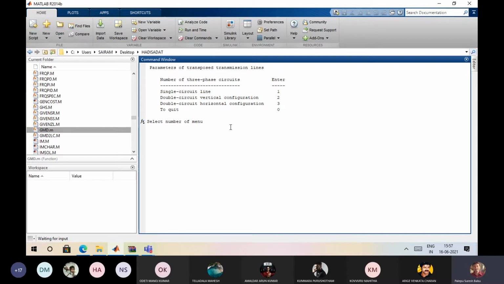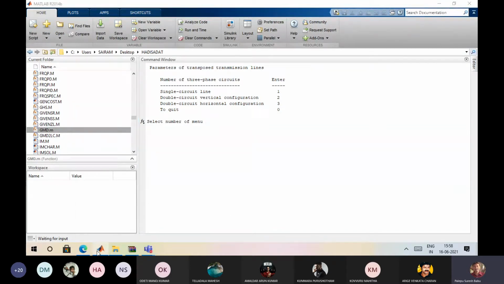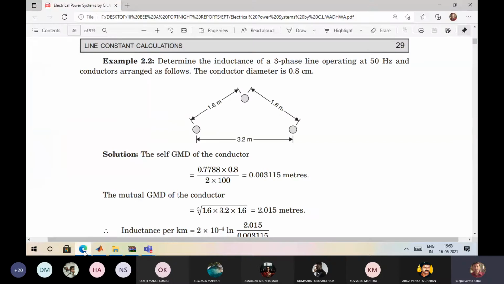You can calculate for a single circuit line by entering 1. If you enter 2, you can calculate the double circuit vertical configured line. If you enter 3, you can calculate the double circuit horizontal configuration line. So for example, you can see this, a single circuit line.